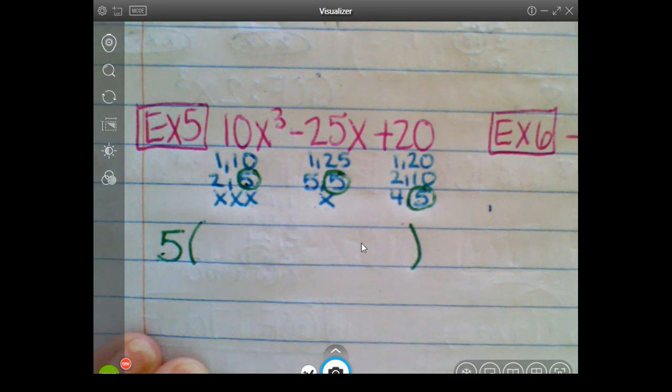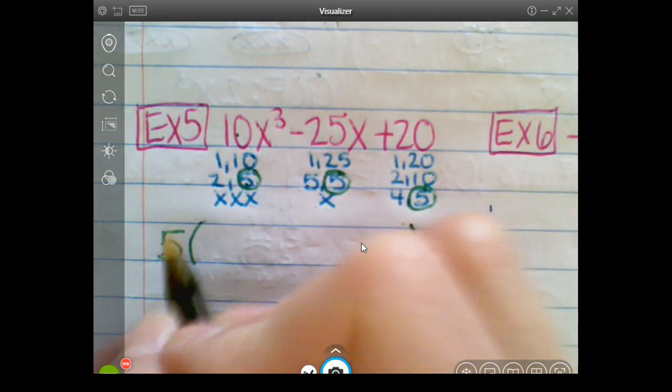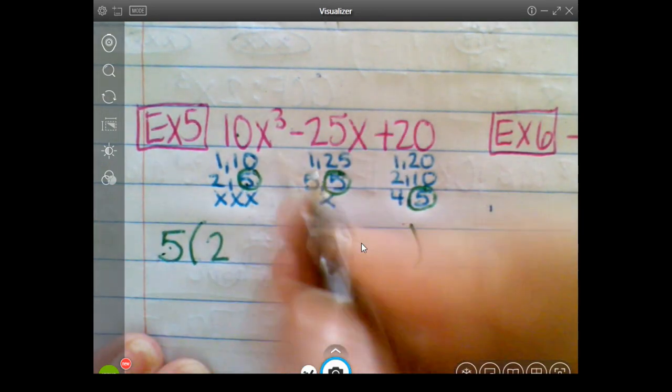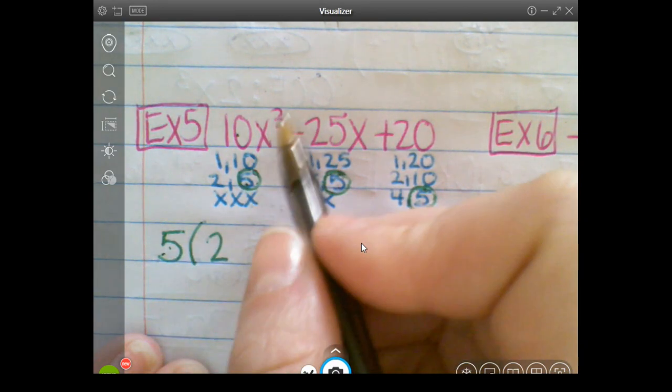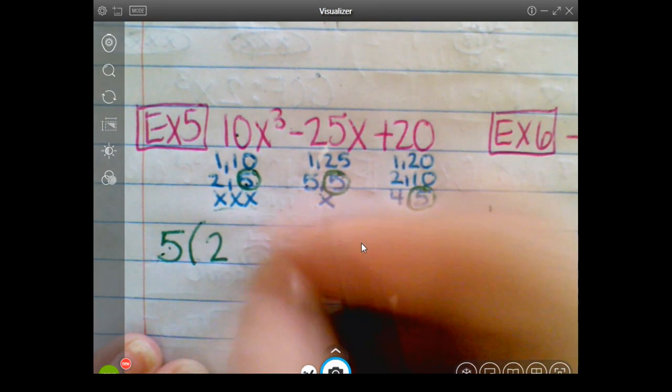So now I use that divide and fill in what's left. 10 divided by 5 is 2. Did I take any x's? No. And how many did it have? It has 3, so I have to put x cubed.